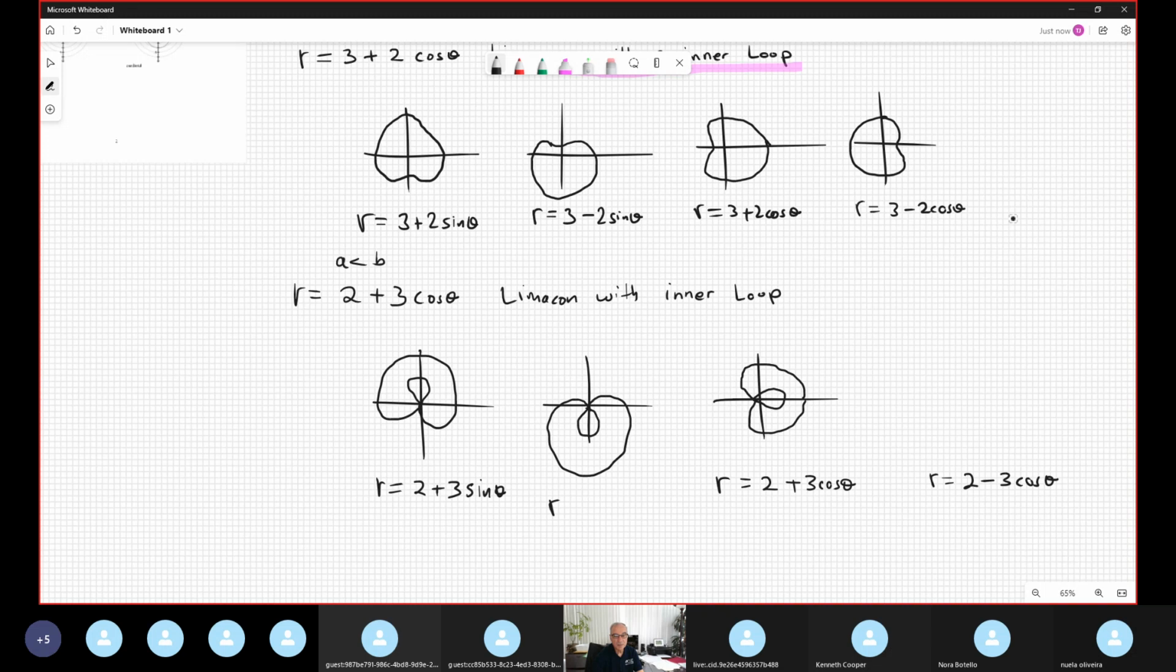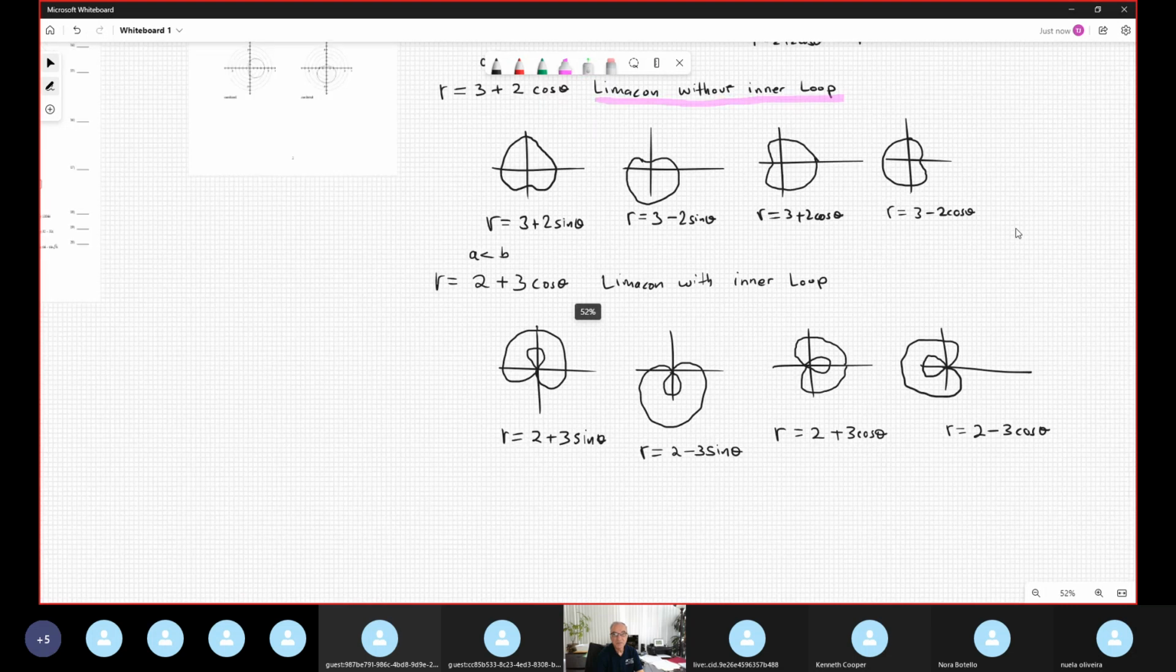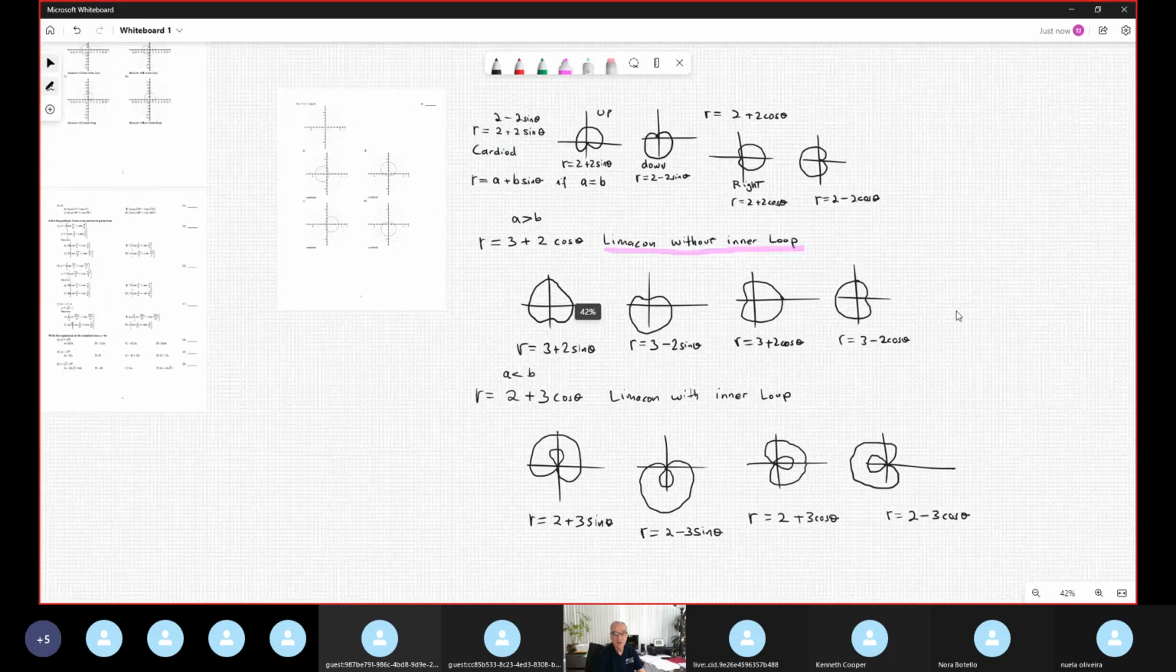Okay, this is r equals 2 minus 3 sine theta. Let me try to do this one. The inner loop is in this direction. Okay, opening approximately this way. Guys, do you understand the idea? It's super easy to recognize cardioid or limaçon. When the number is the same, it's a cardioid. When the number is different, it's a limaçon. Depending on who is bigger, A or B, we have an inner loop or no inner loop. Clear?